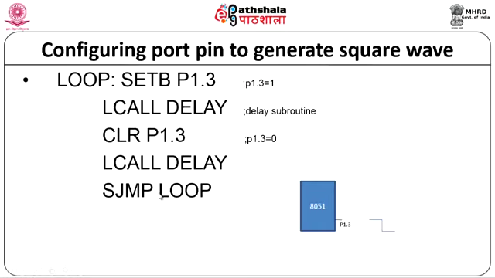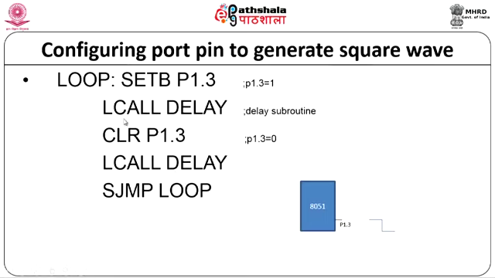After that I am making an SJMP to loop. SJMP tells you that it is a short jump to loop. So now it comes over here, again P1.3 is set to 1, and I am again calling a delay. The delay is retained for this time, again I am clearing it, that means setting it to 0, and retaining it for the same time. Now this gets repeated, because again there is an SJMP to loop.